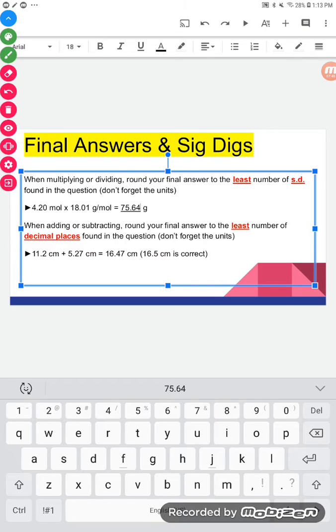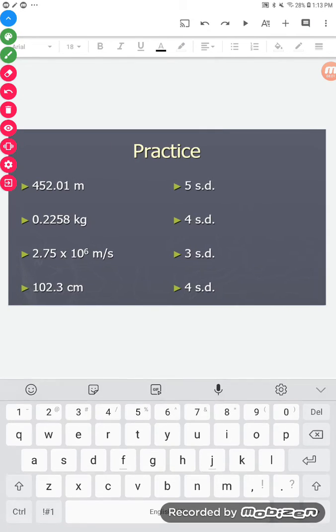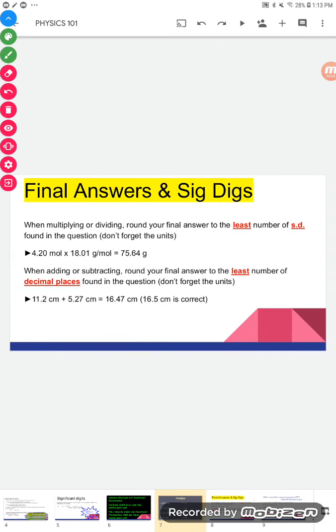When you're multiplying and dividing significant digits and you come up with your answers, it's important to know a few rules. So for both multiplication and division, your answer is always going to be, and is highlighted here in red, it's highlighted here in red that your final answer is going to go to the least number of significant digits found in the question itself. So 4.20, okay. And 18.01, okay, it's going to go, pause that here, typo.